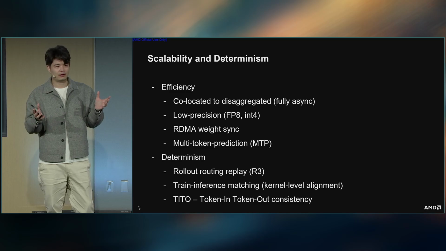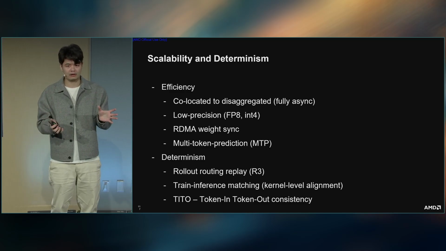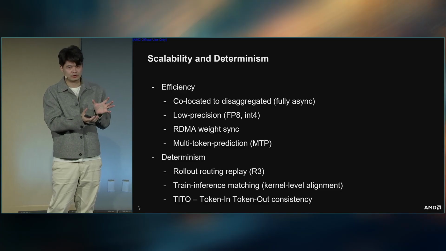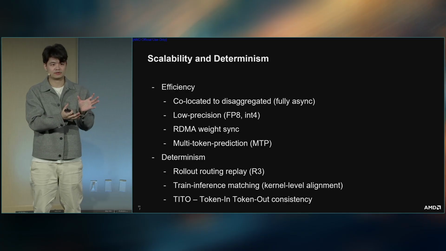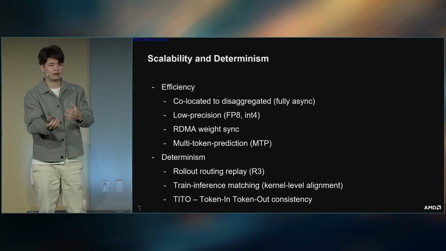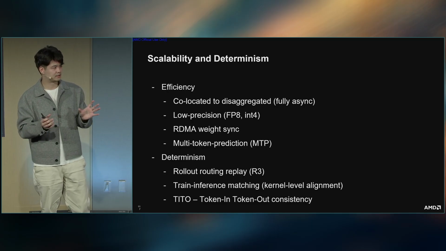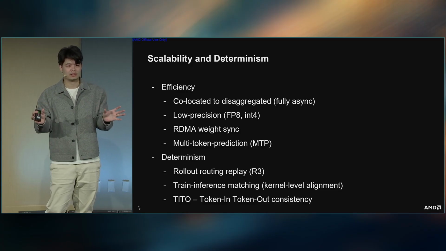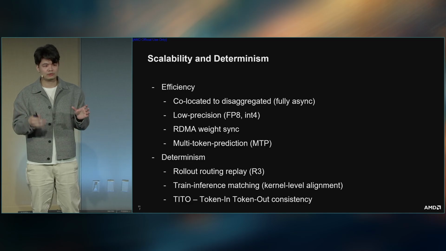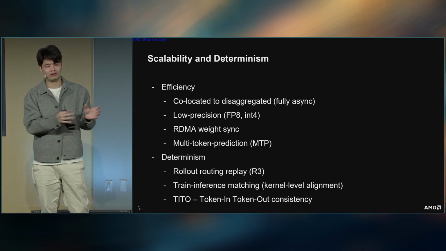In RL, sometimes when people train, they will share a group of GPUs. They will do the rollout first, and after the rollout, release these GPUs and allow the training engine to use this group of GPUs. But if you want to scale up, we can put the training engine and the inference engine on different groups of GPUs to give better efficiency for the overall RL training.